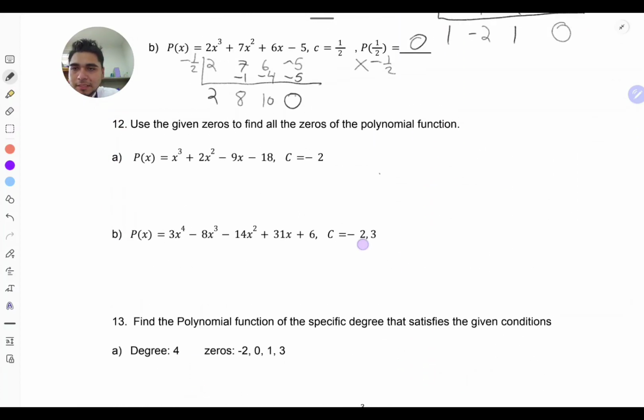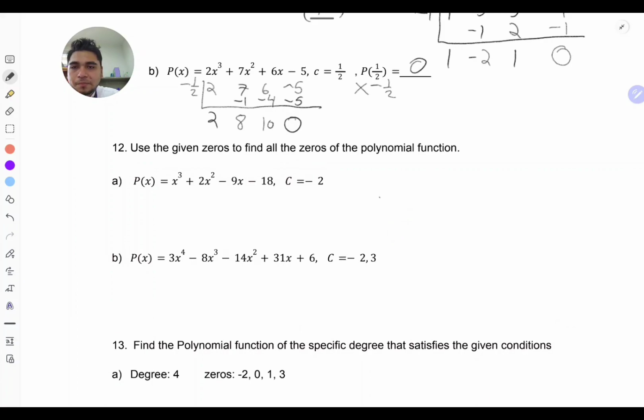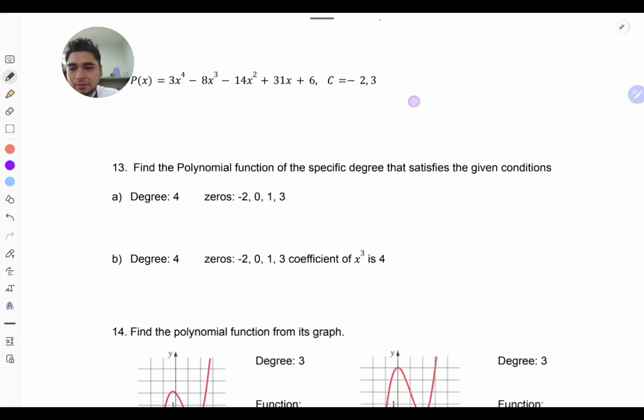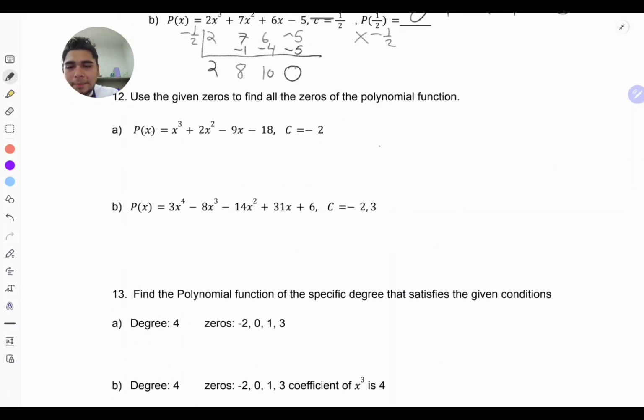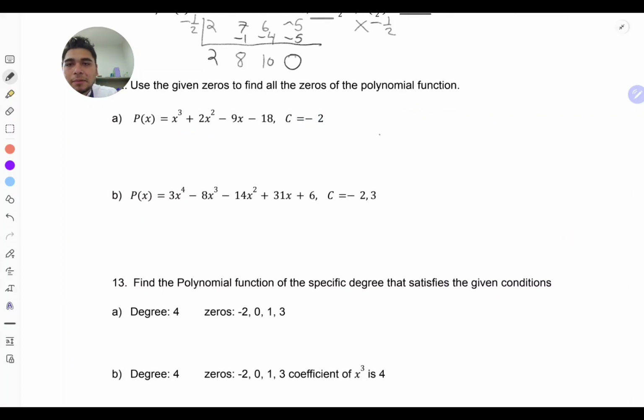Okay, so that's how you do number 11. So we're almost fully done with the problem. So lastly, the last 3 problems, okay? So the last 3 problems are as follows. Use the given zeros to find all the zeros of the polynomial function. So for part A, super easy, same thing as number 11. We just want to see if this is the, well, we know that this is a 0. We want to find the rest of the zeros. How do we do that?